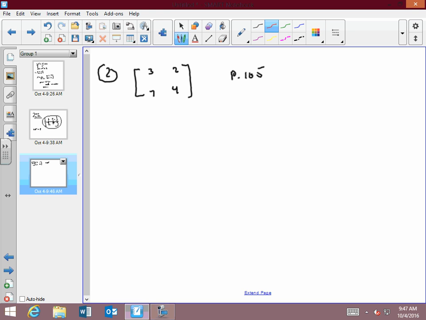Now, the first thing you've got to do is get the determinant of A, which is AD minus BC. And remember that the way you number these things is A, B, C, and D. So then the values are going to be 3 times 4 minus 2 times 7.